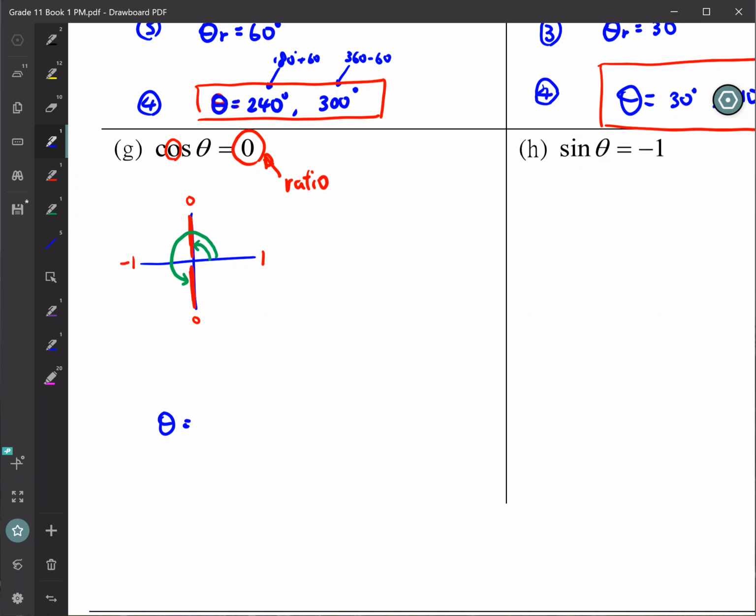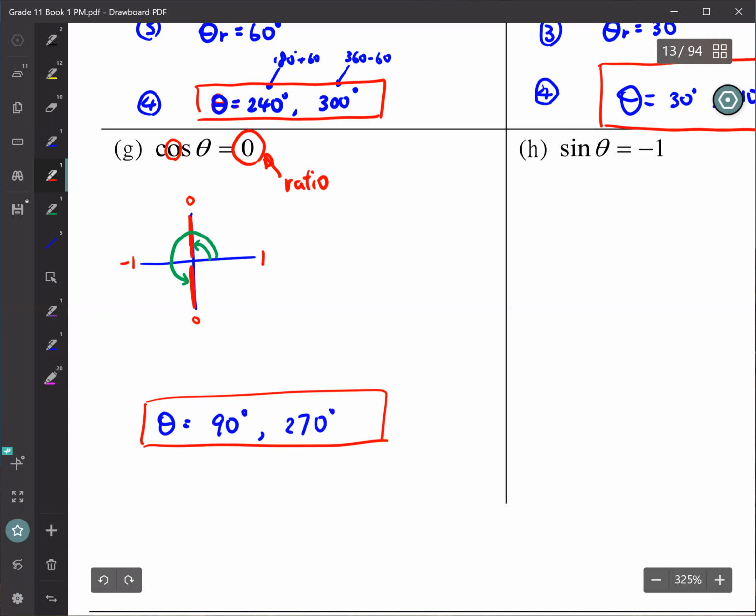Okay, so what are the two answers? Evan, what's the first one? Is the first one 90? Yeah, the first one will be 90 degrees. Okay, and then Angela, the second one. 270. Yeah, 270 degrees. Okay, so that's it. Those are your answers for this kind of question.